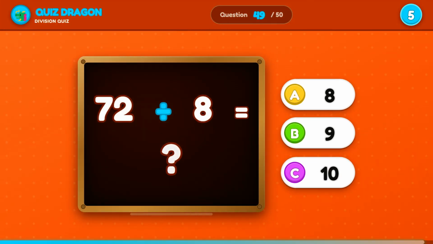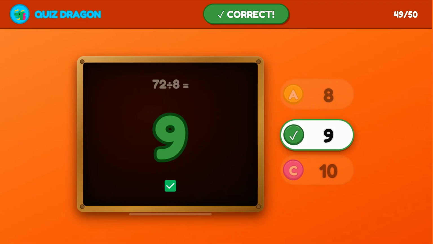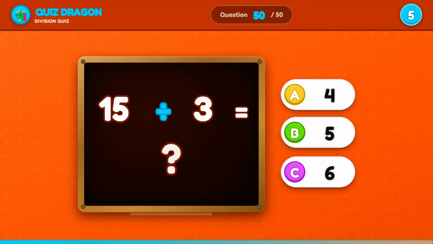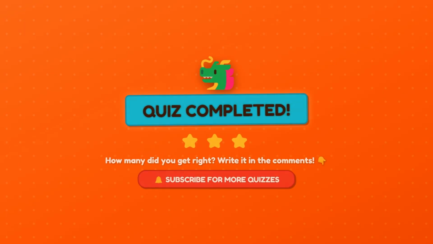Question 49. What is 72 divided by 8? The correct answer is B, 9. Question 50. What is 15 divided by 3? The correct answer is B, 5. Congratulations! You completed Quiz Dragon.